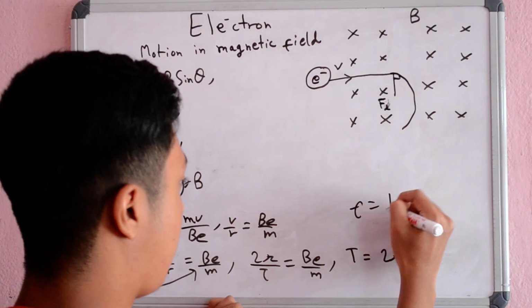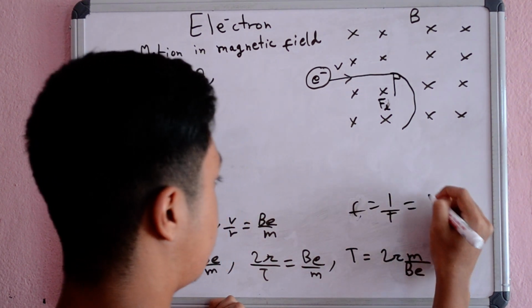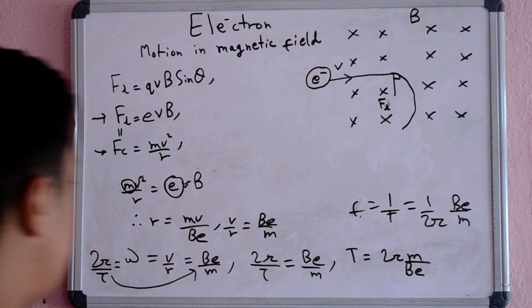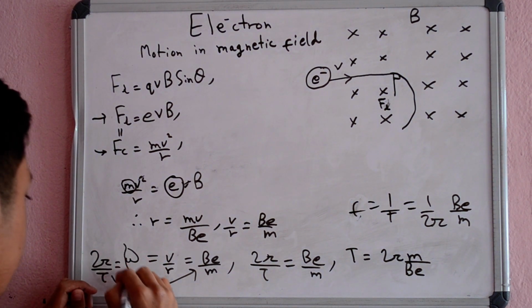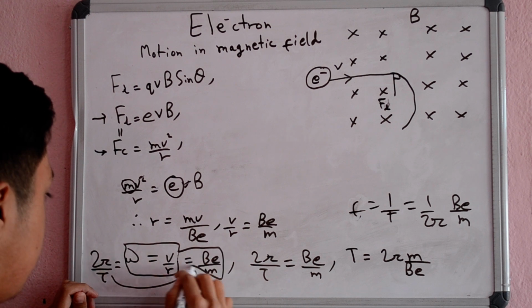So frequency is 1 by time period, right? Which is just equal to 1 by 2 pi m by Be, that is Be by 2 pi m, and of course omega is equal to velocity by radius, which is equal to Be by m.